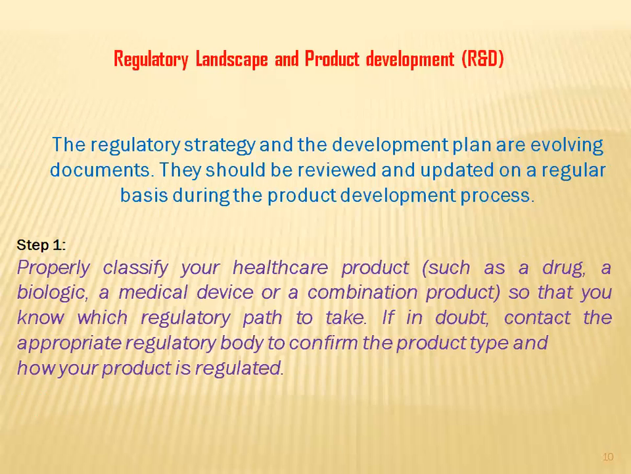So firstly, we have to start with properly classifying our healthcare products. We can classify the products into drugs, biologicals, medical devices, or combination products, so that we can have a specific regulatory path to process. If we have doubt about which category a product falls under, we can approach the regulatory bodies to confirm the product type. It is the most important thing, because once we classify the product as per categories, then we can easily go further, because specifications are different for different classes.